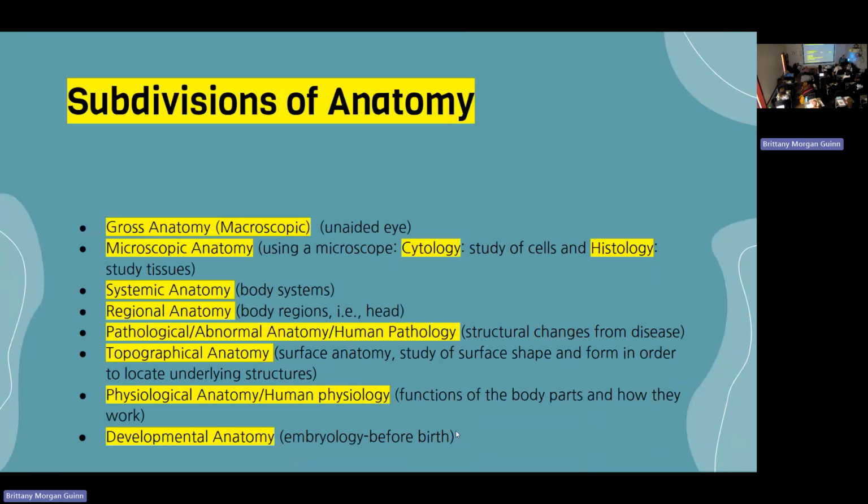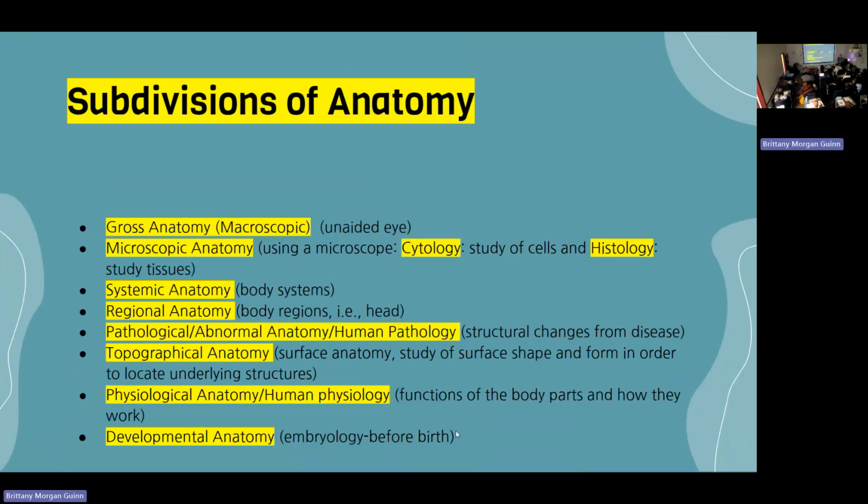Then we have systemic anatomy, where we look at a specific body system. If you were just going to look at the cardiovascular system, surgeons who are not general surgeons will declare a specialty, such as cardiologist or dermatologist. Then we have regional anatomy, where you study a specific body region, such as the head, the torso, the thorax, or the extremities.